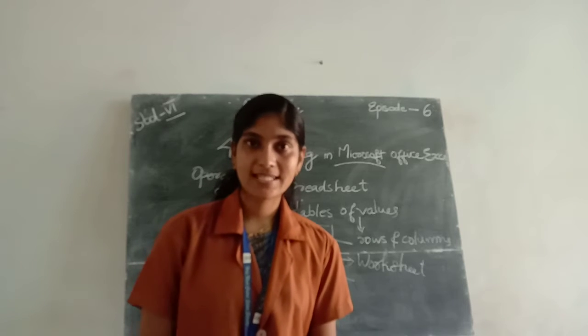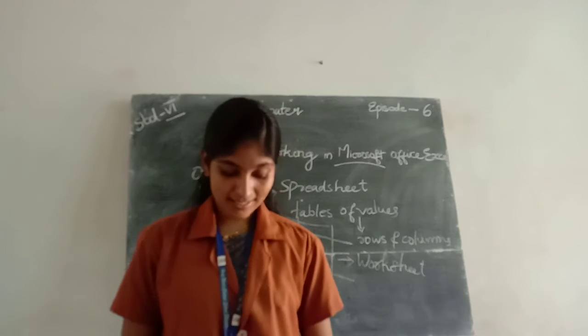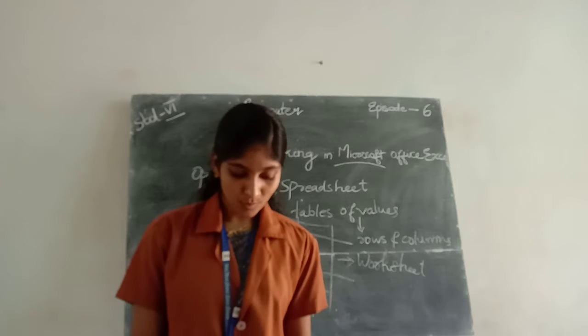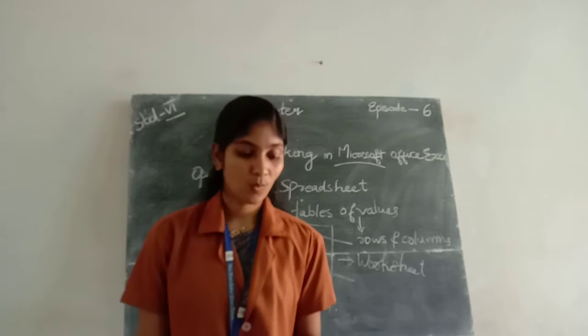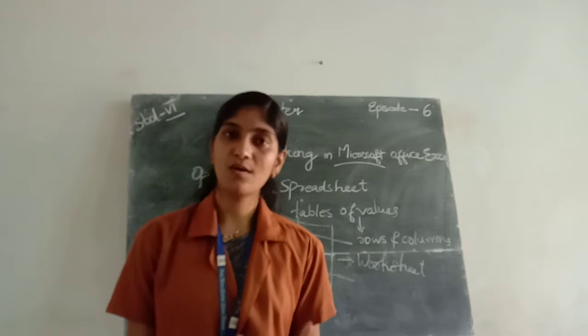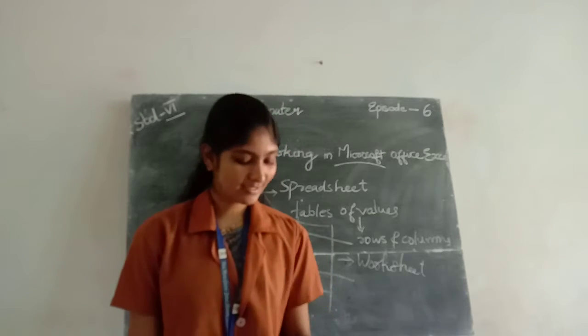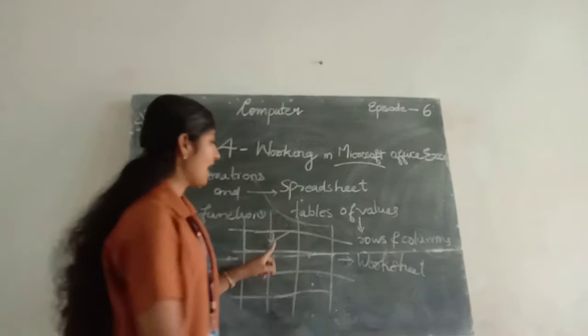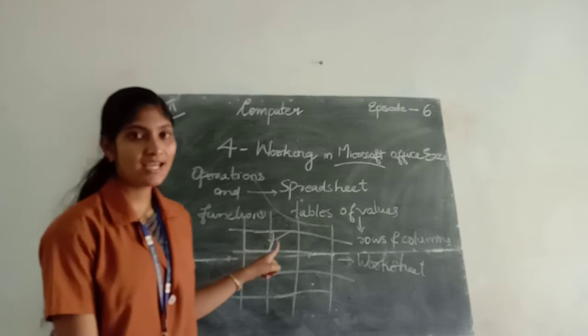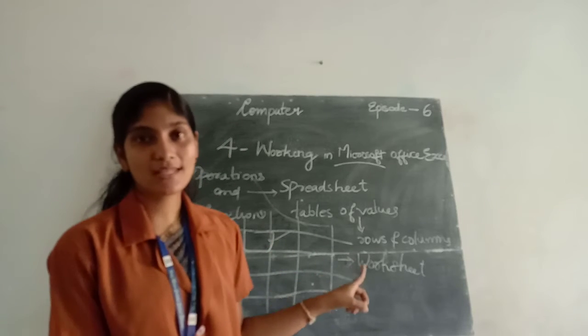A worksheet is a grid that organizes data into columns and rows. So, what is a worksheet? The definition of a worksheet is that it is a grid. Grid means something like this, and it organizes data into each of the rows and columns.